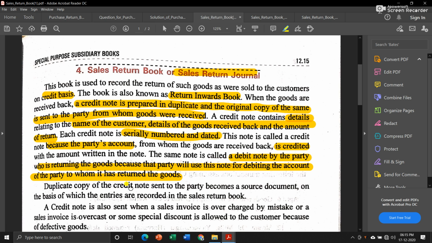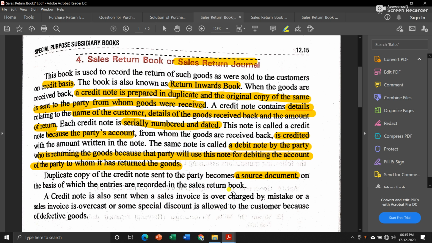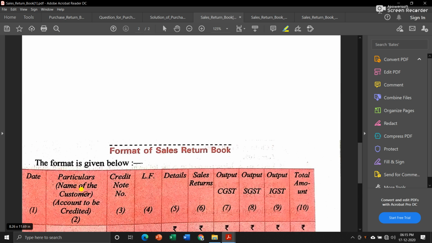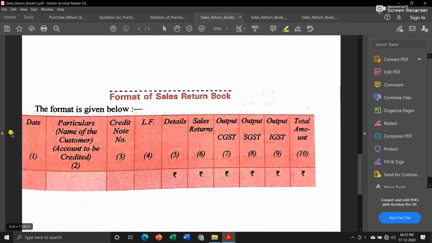A duplicate copy of the credit note sent to the party becomes a source document on the basis of which the entries are recorded in the sales return book. A credit note is also sent when a sales invoice is overcharged, or if there is any mistake in the invoice. At that time also we issue a credit note. Now let us see the format of the sales return book.